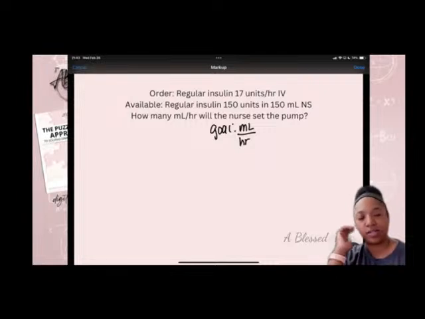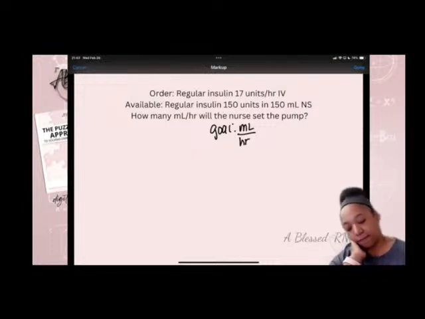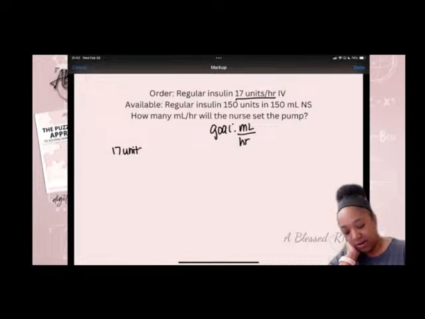Everything can be measured in grams and milligrams, but some things come in mEq, milliequivalents, or units, right? So what's together stays together. That's how you pick out your puzzle pieces. So 17 units per hour, that's how much they want the patient to have. And then what the pharmacy said was 150 units of insulin floating around in 150 mLs.